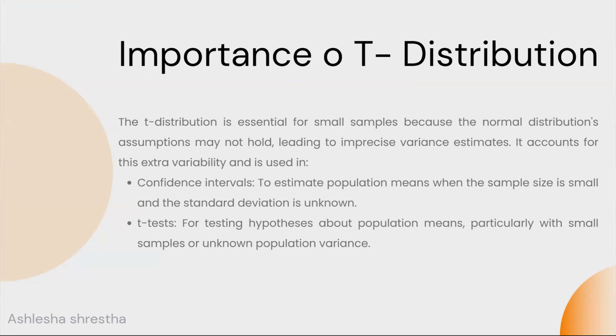Confidence intervals allow us to estimate population means when the sample size is small and the population standard deviation is unknown. The t-test, on the other hand, we use to test hypotheses about population means under similar conditions. This makes the T distribution highly versatile and reliable for small sample analysis.